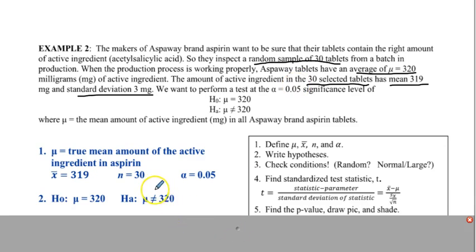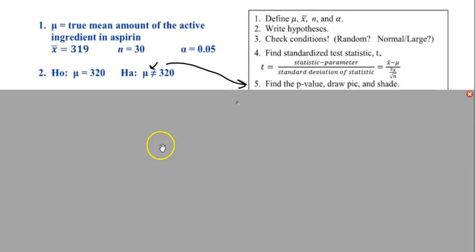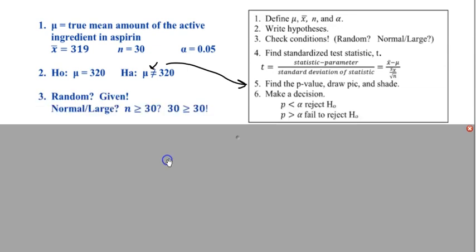Now remember, whenever we see this, that's something special for step 5. All right? Remember that we're going to have to double in step 5 because not equals has left and right side. Step 3, random was given. And it did not say it was normally distributed, but 30 is greater than or equal to itself, so we're good to go.